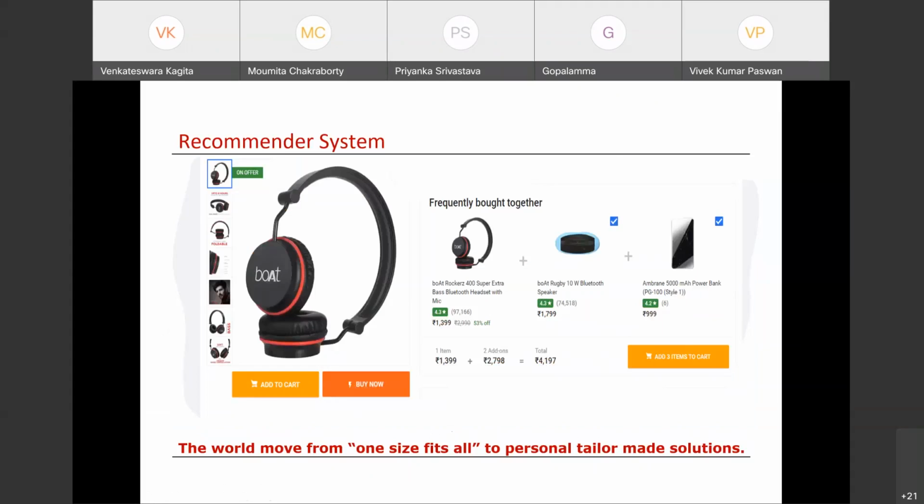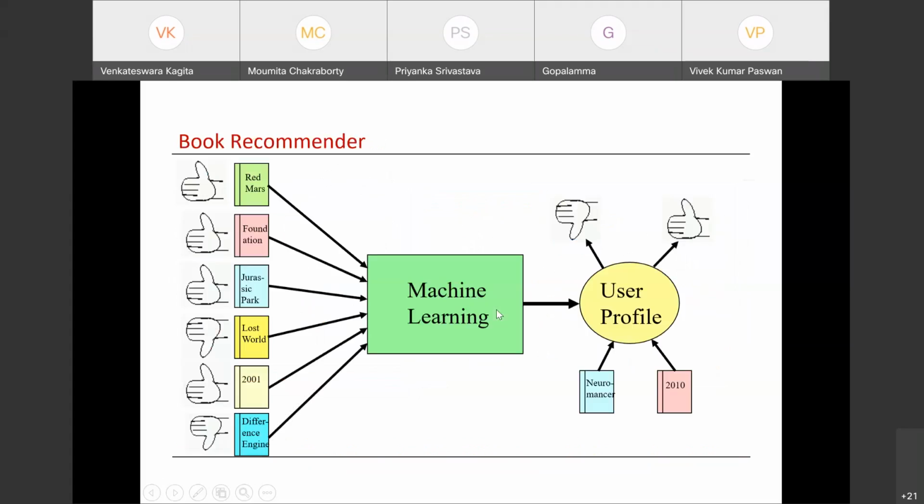Similarly here, if you see, frequently bought together. When you are purchasing something, it is displaying to you that these are frequently bought together. So it means that it is recommending these other two items to you, right?